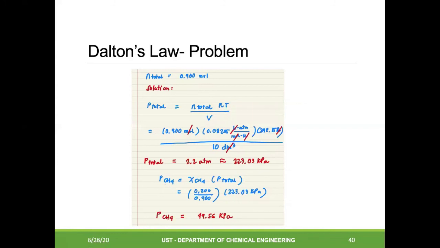The partial pressure of methane is equal to the mole fraction of methane times P total. So substituting 0.2 all over 0.9, this is unitless, mole over mole would be cancelled out, multiplied by 223 kilopascals, so you'll get 49.56 kPa as the partial pressure of methane. You could do the same thing for the last two gases.